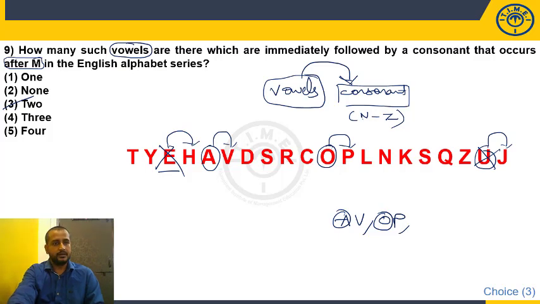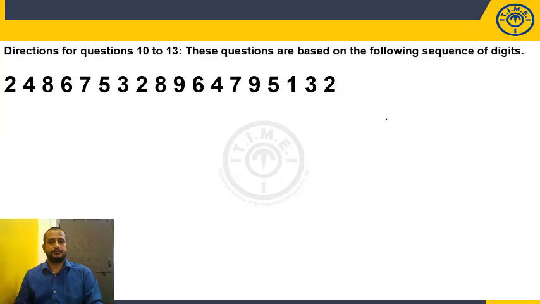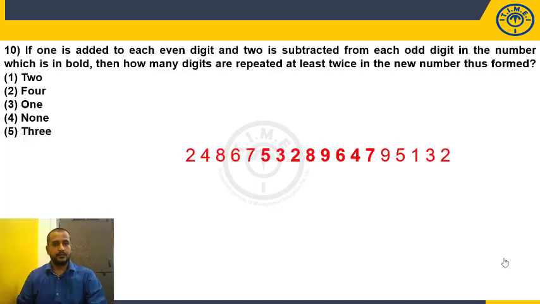Now move to the last set, number sequence. You will be given only digits. So let's see what kind of questions can be given. Question number 10. If 1 is added to each even digit and 2 is subtracted from each odd digit in the number which is in bold, then how many digits are repeated at least twice in the new number thus formed?